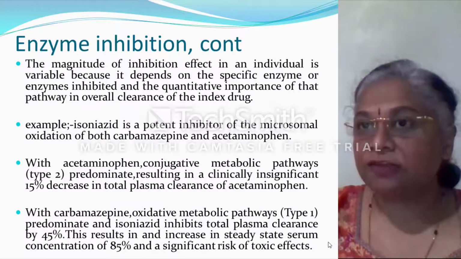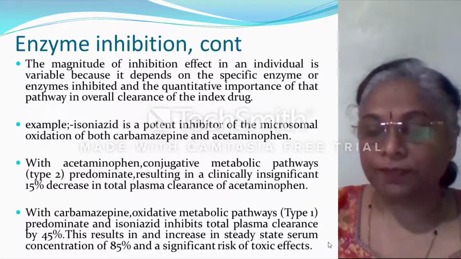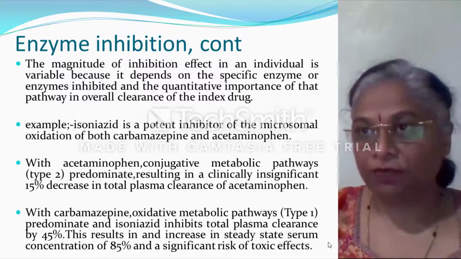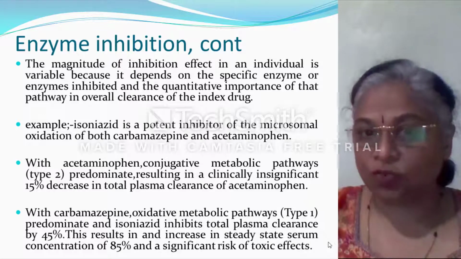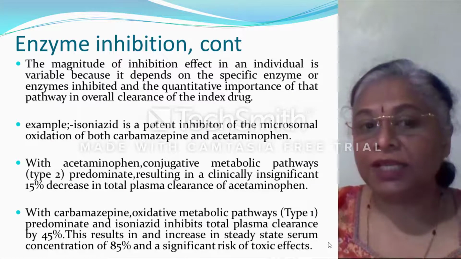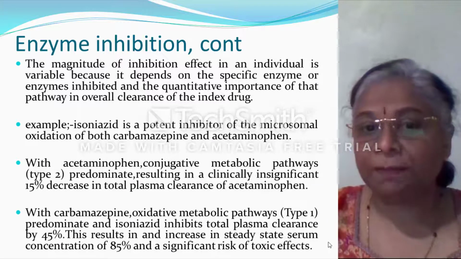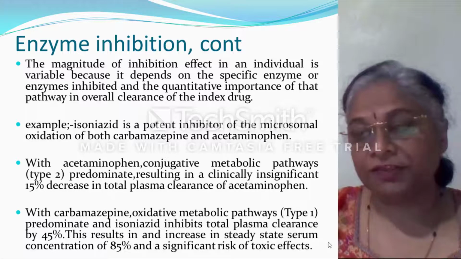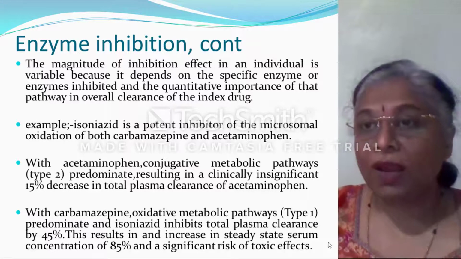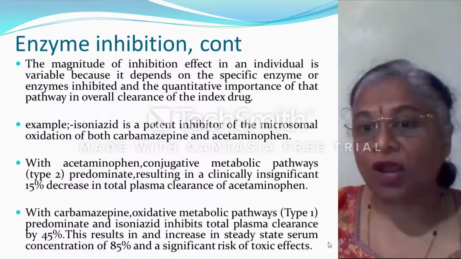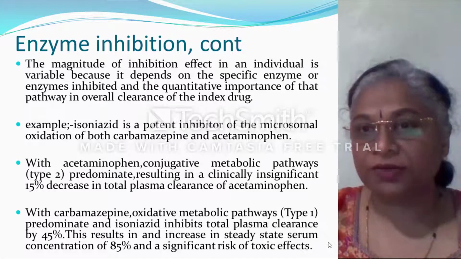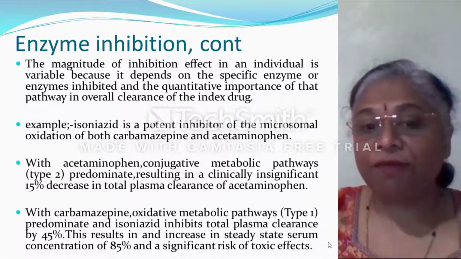For example, isoniazid is a potent inhibitor of microsomal oxidation of both carbamazepine and acetaminophen. With acetaminophen, the conjugative metabolic pathway, that is phase 2, predominates, resulting in a clinically insignificant, only 15% decrease in the total plasma clearance of acetaminophen. Whereas in carbamazepine, the oxidative metabolic pathway, that is phase 1 metabolism, predominates, and therefore isoniazid inhibits the total plasma clearance of carbamazepine by 45%.